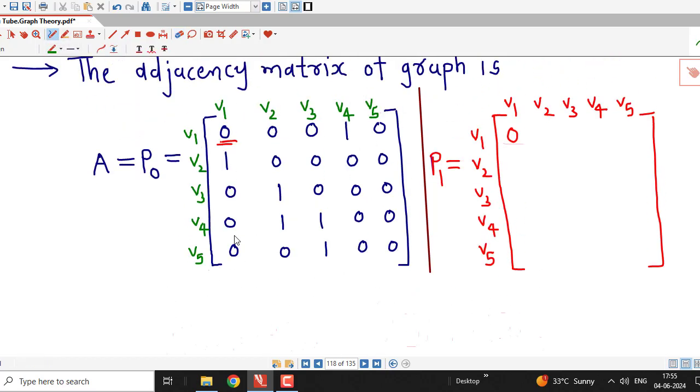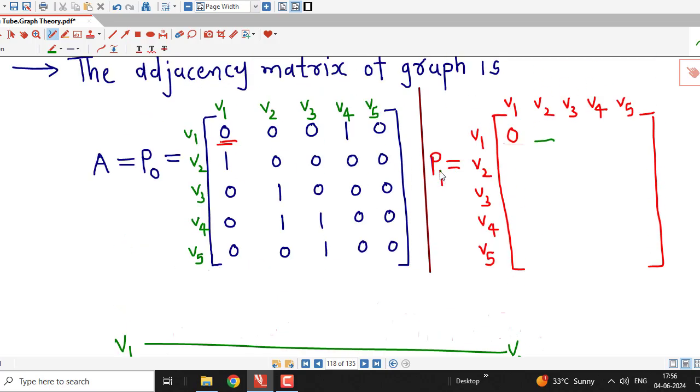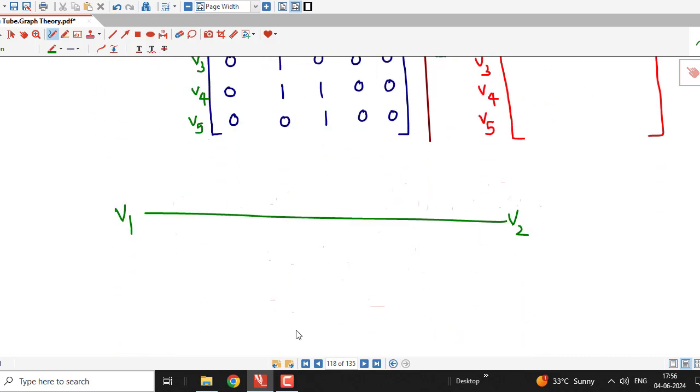Suppose I am interested in this entry, V1 to V2. I want to go from V1 to V2, and this is for P suffix 1. The vertex corresponding to 1 is V1. So here I am writing V1.